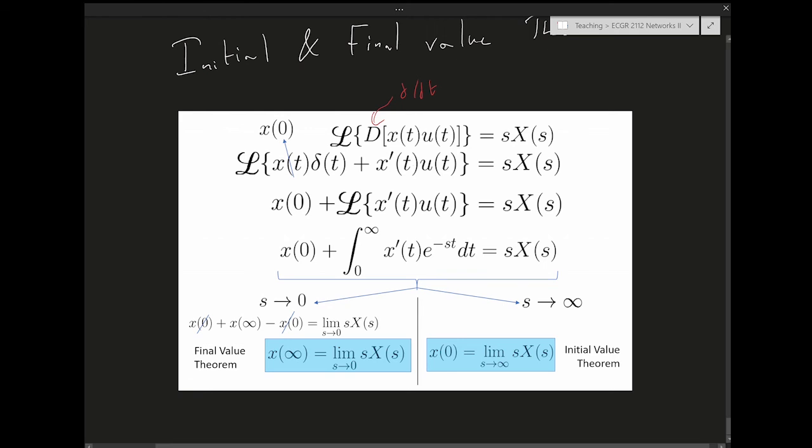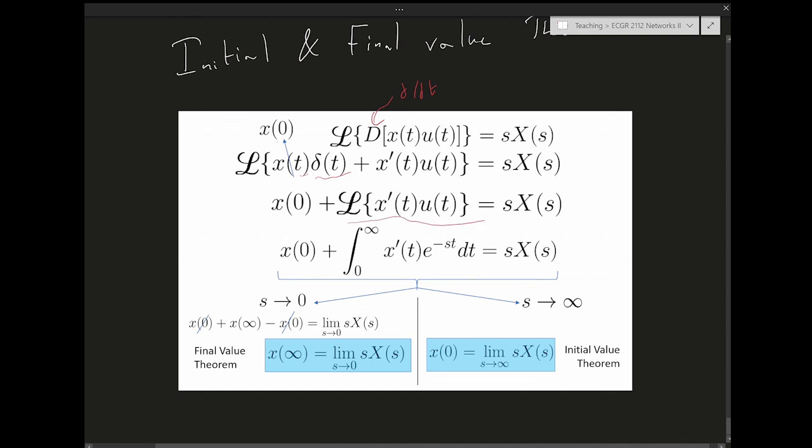And then I can apply this differentiation. So this is going to be x(t)δ(t) plus x'(t)u(t), using the shifting property of δ(t). The only value of x(t) that matters is x(0), so instead of x(t), I can put x(0). And then I take the Laplace transform of this sum. I use the linearity of the Laplace transform. I end up with x(0) here because the Laplace transform of delta is 1. And then I have the Laplace transform of x'(t)u(t).